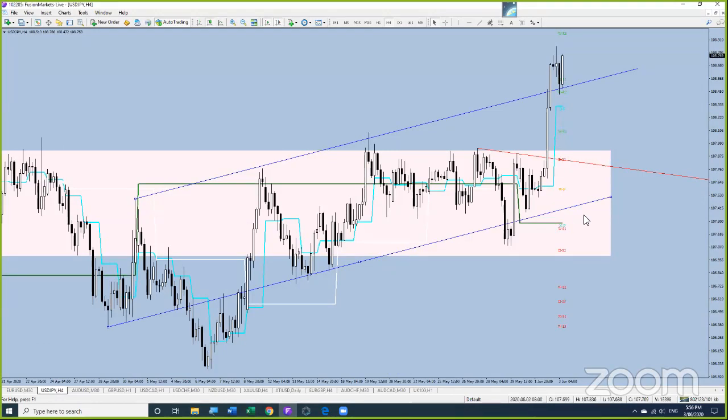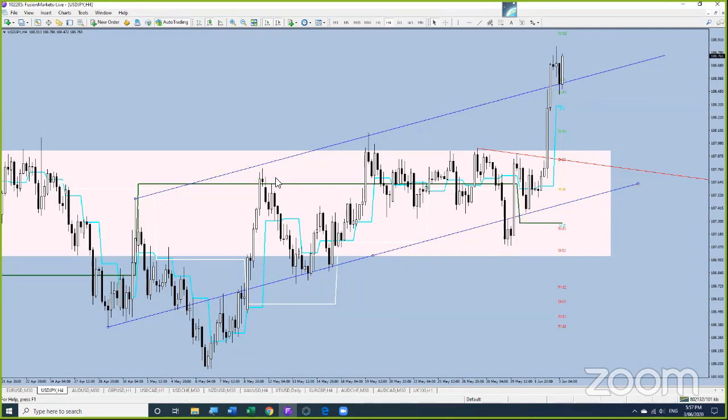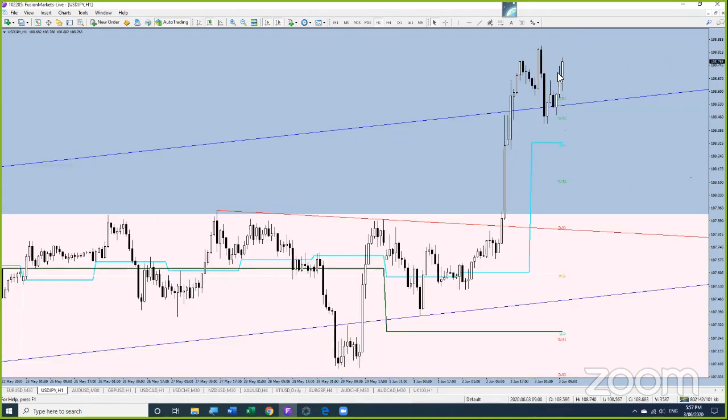Okay. So we're going through here. That's the level we want. So there it is. And yeah, that'll do. So it really hasn't done what I wanted it to on the 4-hour chart, but on the hourly chart it has. And we've come back below here.